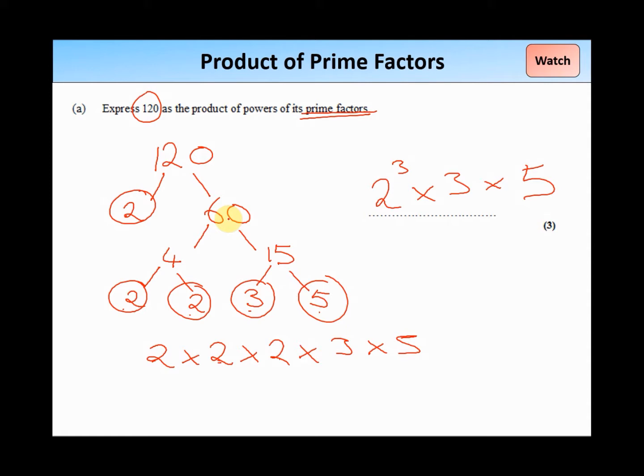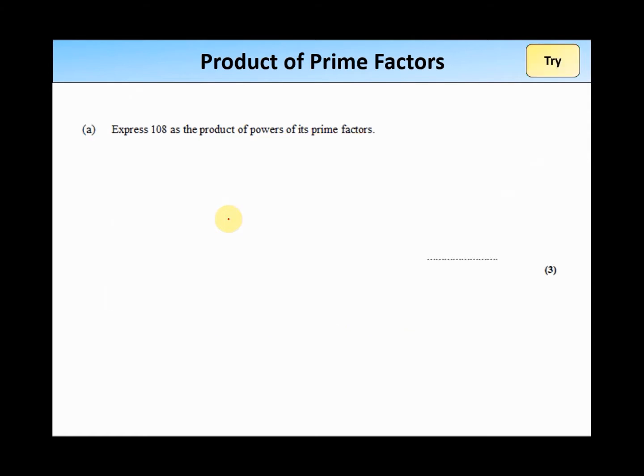So what's going to happen now, guys, I'm going to put up another question really, really similar to this. I want you to look at the question, pause the video, try it, write it out, and then I'll put the answer and I'll go through that one as well. So your next question says express 108 as the product of powers of its prime factors. Pause the video now and have a quick go.